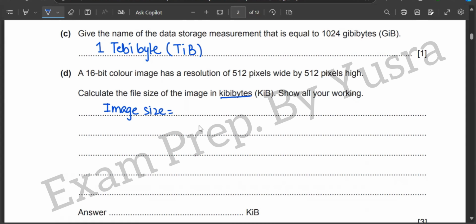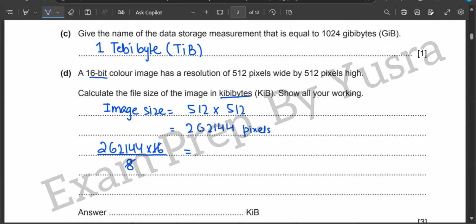The width of the image is 512 pixels and the height of the image is 512 pixels. In total, it's going to be 262144 pixels. We have calculated the number of pixels. Now we need to calculate the number of bytes. It is a 16-bit color image, so let's multiply the number of pixels by the bits. And to convert this to bytes, you would have to divide it by 8.